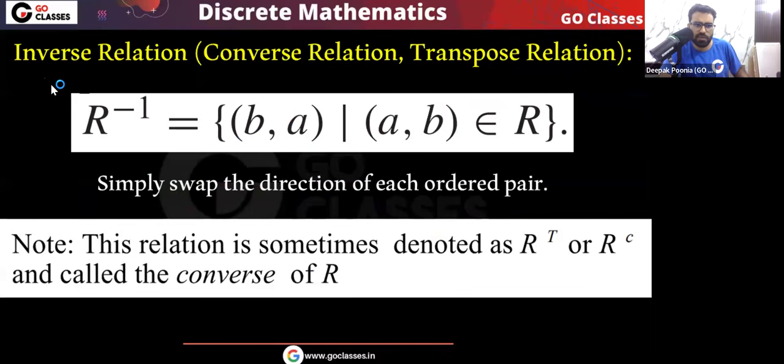So this is the definition of inverse relation for relation R. So for any relation R, how to find R inverse? Very simple. It will contain an ordered pair such that AB belongs to R. Means you can understand like this, that if ordered pair AB belongs to R, then BA will belong to R inverse. Okay. So simply swap the direction of each ordered pair. For each ordered pair of R, you just swap the direction. Means you just swap the elements.